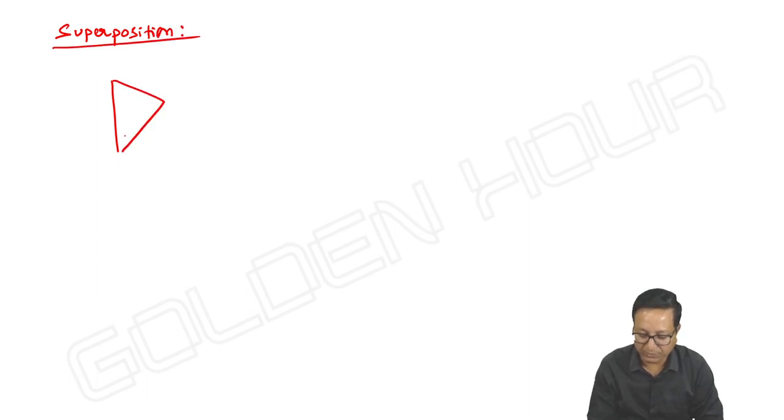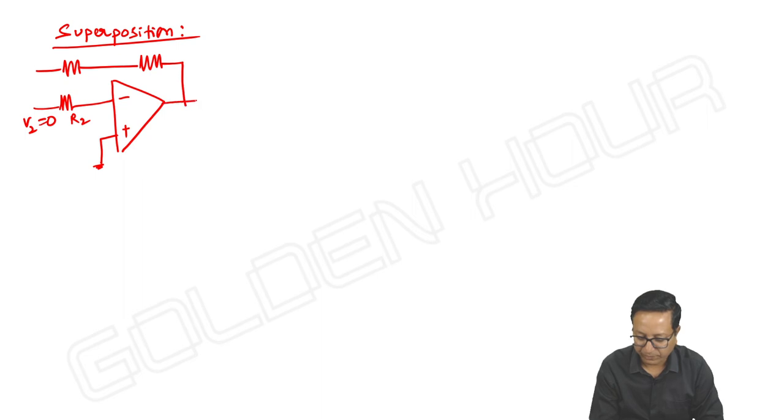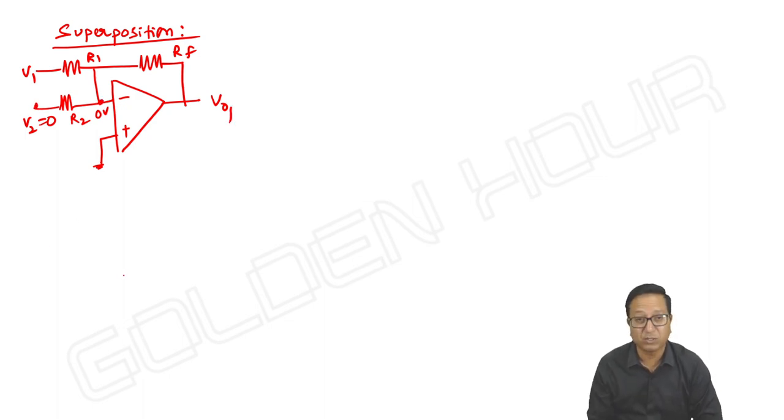While studying the effect of one source, let me take the other source 0. So here V2 is set to be 0. It is R2, RF, R1 and V1. Due to virtual short, it is 0 volts. So here it is 0 and here also it is 0. Let me take the corresponding output as VO1.